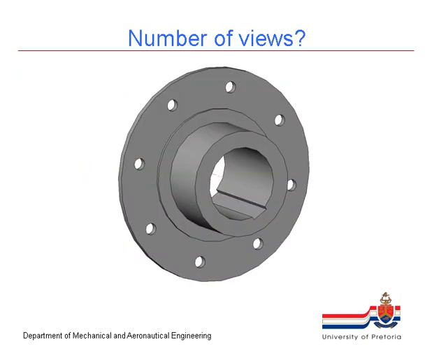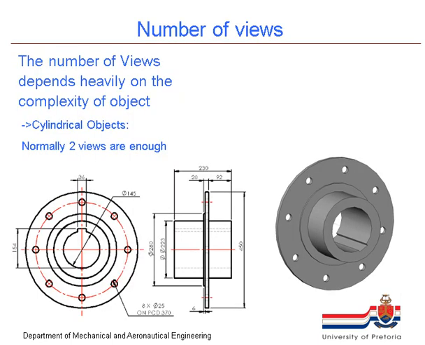If we consider this component, you'll notice it has an axis through the middle and everything is kind of symmetrically spaced around it. So this object would be termed a cylindrical object. Cylindrical objects typically require only 2 views to fully describe them. You'll notice any of these holes, that groove, the hole through the middle, those sizes there, all of that can be described by simply using these 2 views.